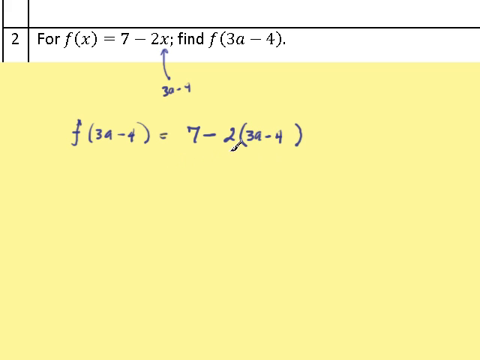The parentheses are important because now we're going to expand. We're going to multiply through the parentheses by minus 2. So we get 7, and here we have minus 2 times 3a, that's minus 6a. And then here we have minus 2 times minus 4, so that's plus 8. Let's just simplify this. Let's add the 7 and the 8, so we have 15 minus 6a.